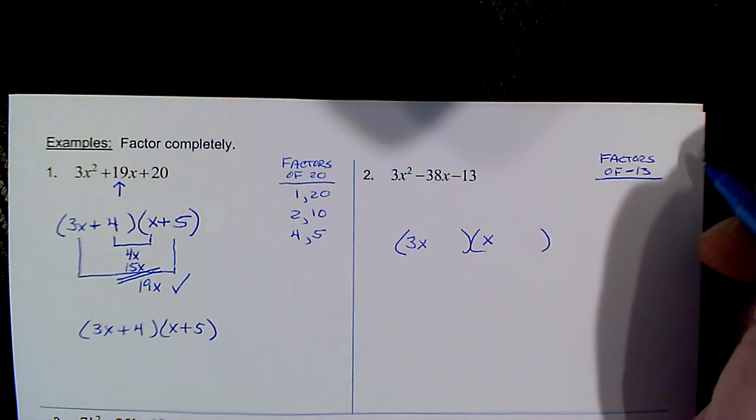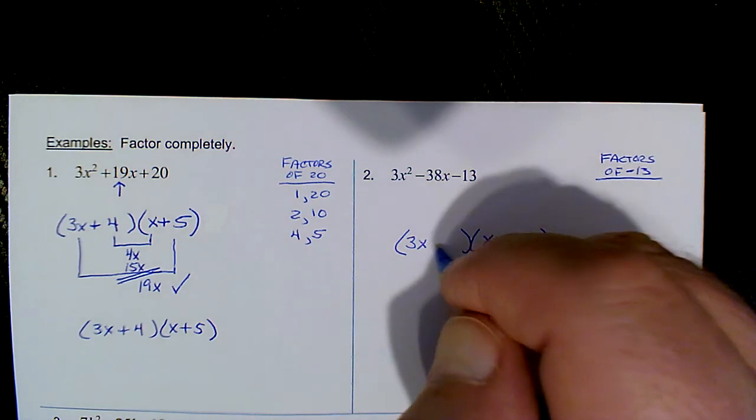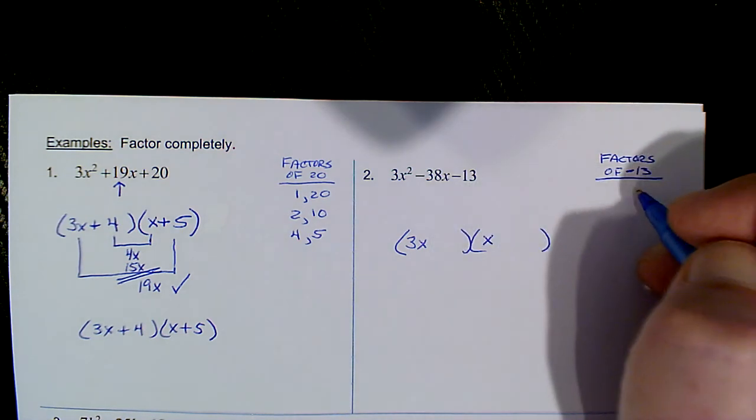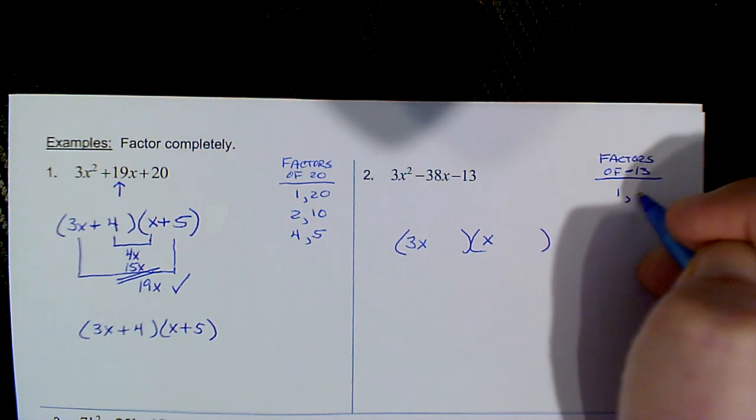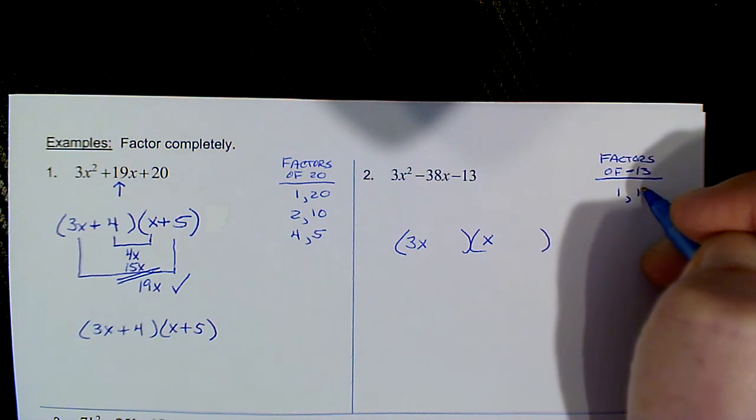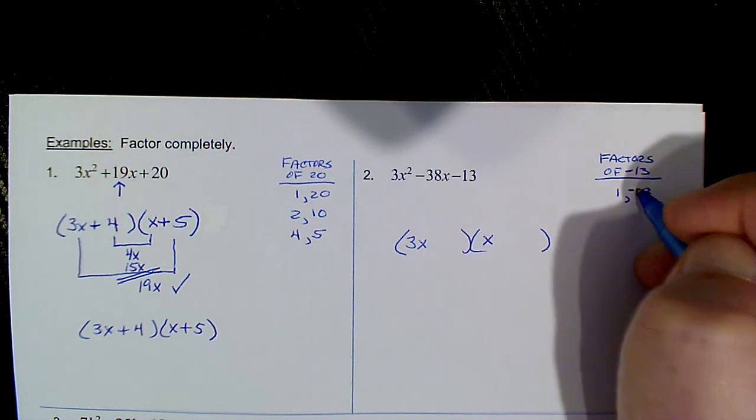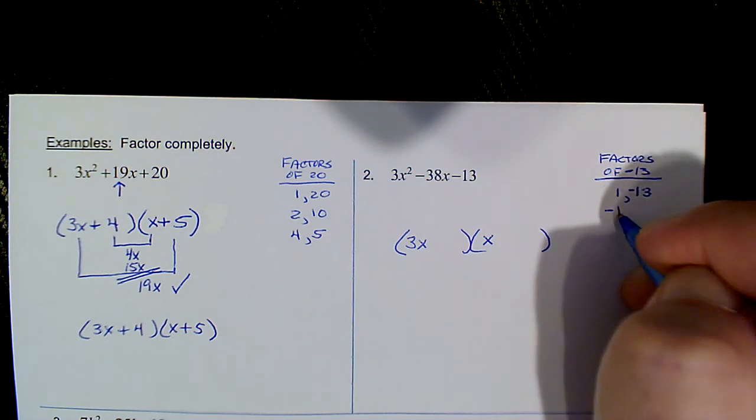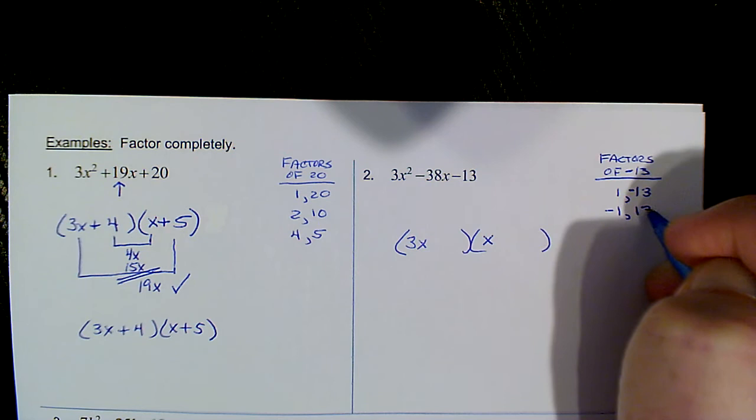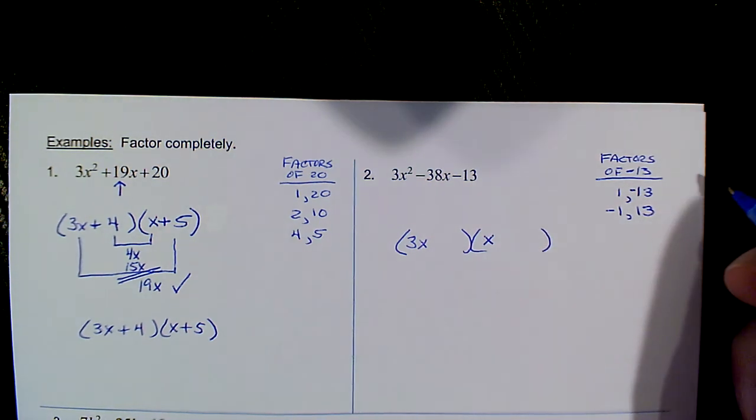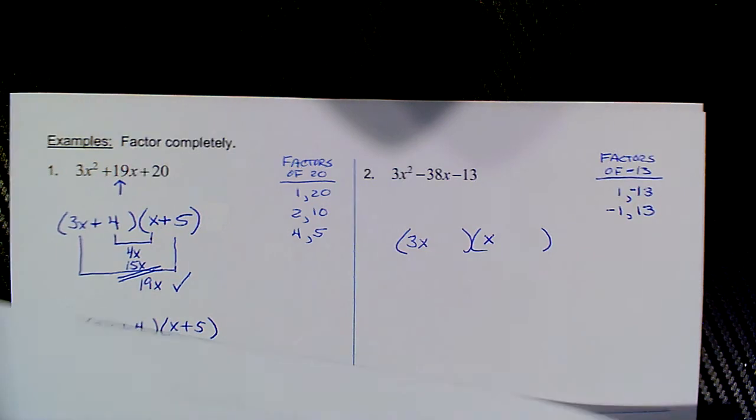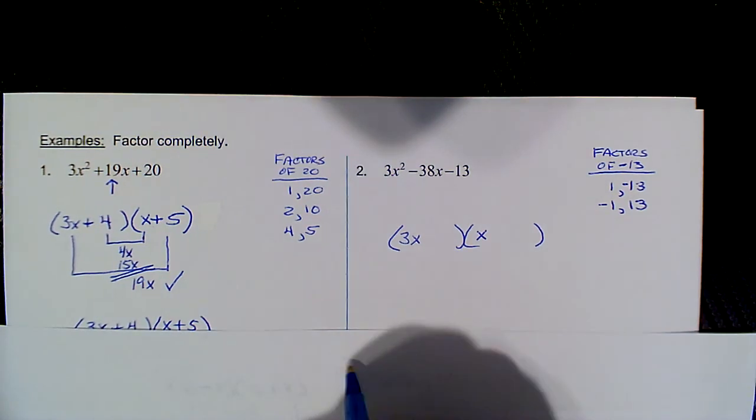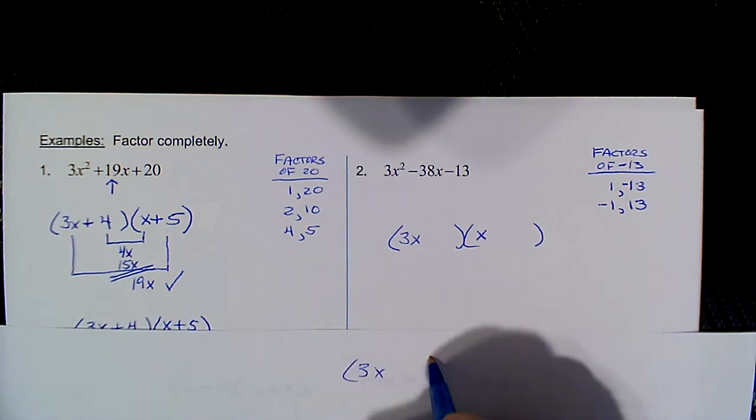And we know that these signs have to be opposite. So one has to be positive, one negative. And we only have one choice. We only have 2 choices, that is. Positive 1 and a negative 13, or a negative 1 and a positive 13. So off to the side, let me try the wrong one.